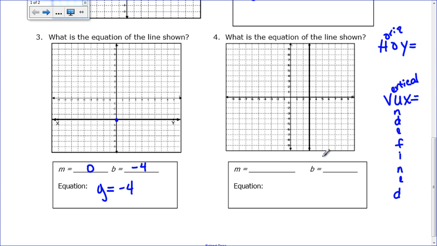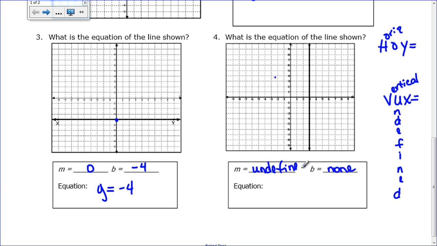Now number 4 is a vertical line. So I go to the VUX part. I do not have a y-intercept. Since this is vertical, it doesn't have a y-intercept because it never crosses the y-axis. You can't say 0 because that means it would cross the y-axis right here. It has none. According to my acronym, my vertical line has undefined slope. So my slope is undefined.